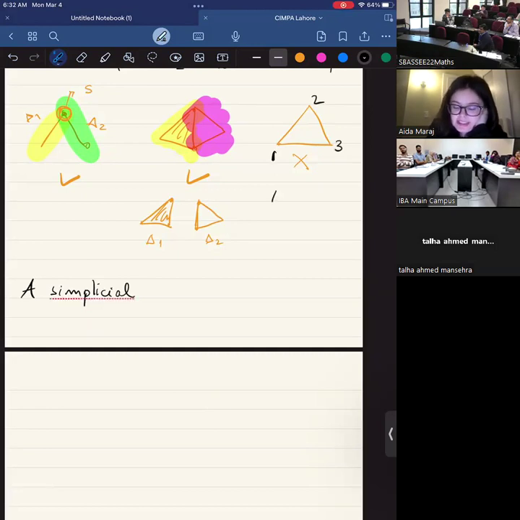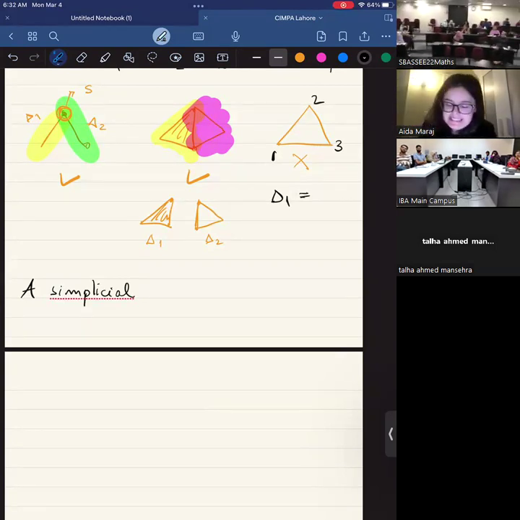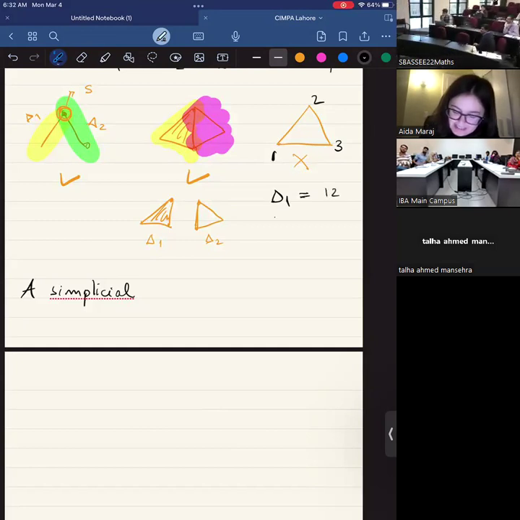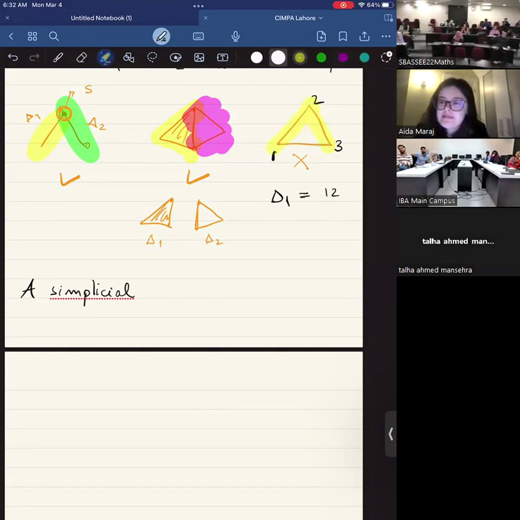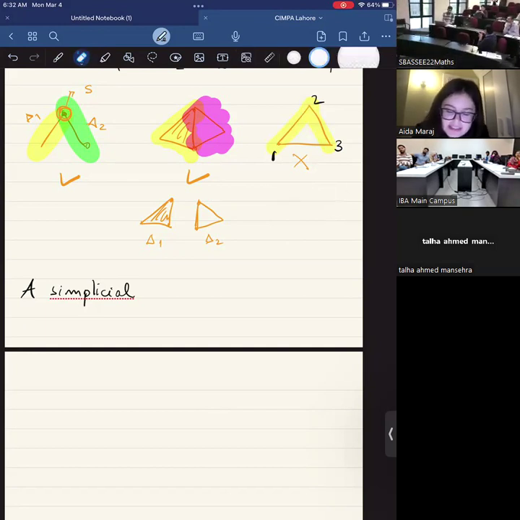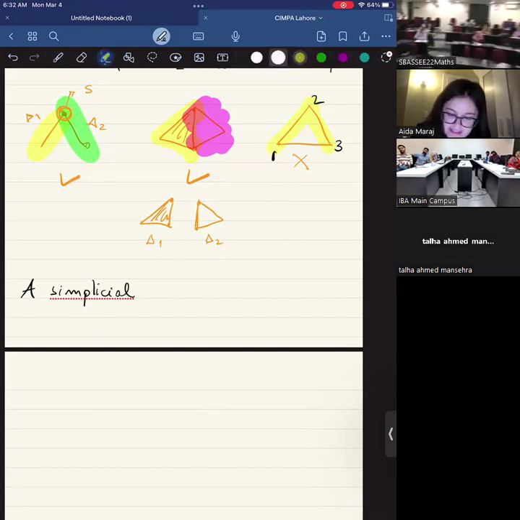Take delta 1 as 1, 2, and 2, 3. So you take this as delta 1, and the last one as delta 2. But what is the intersection of those?